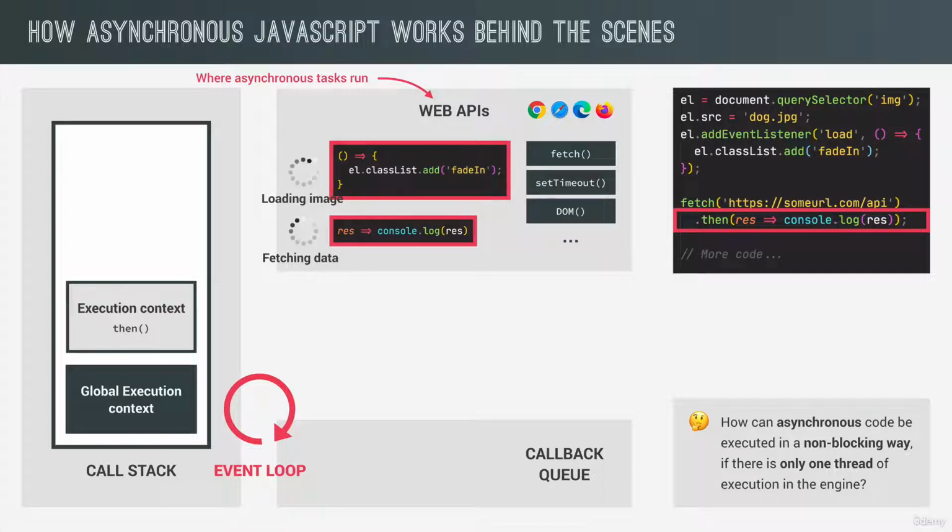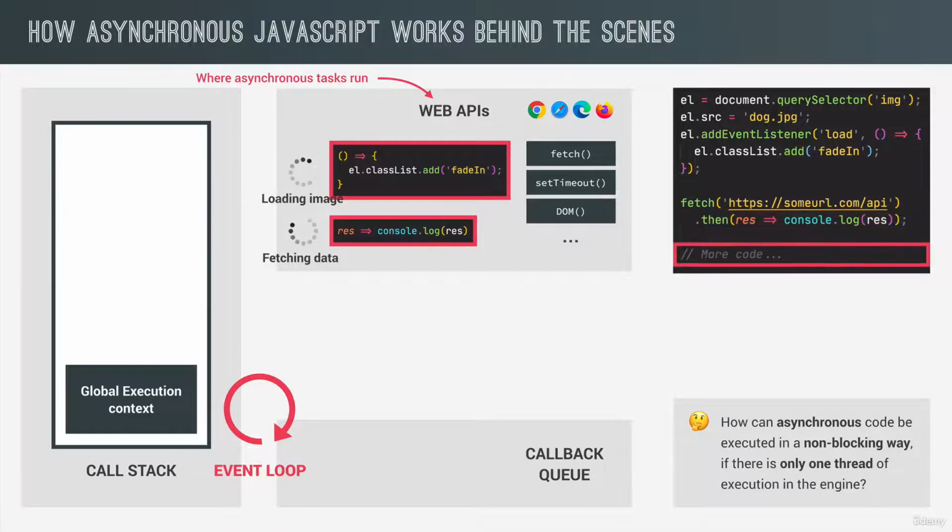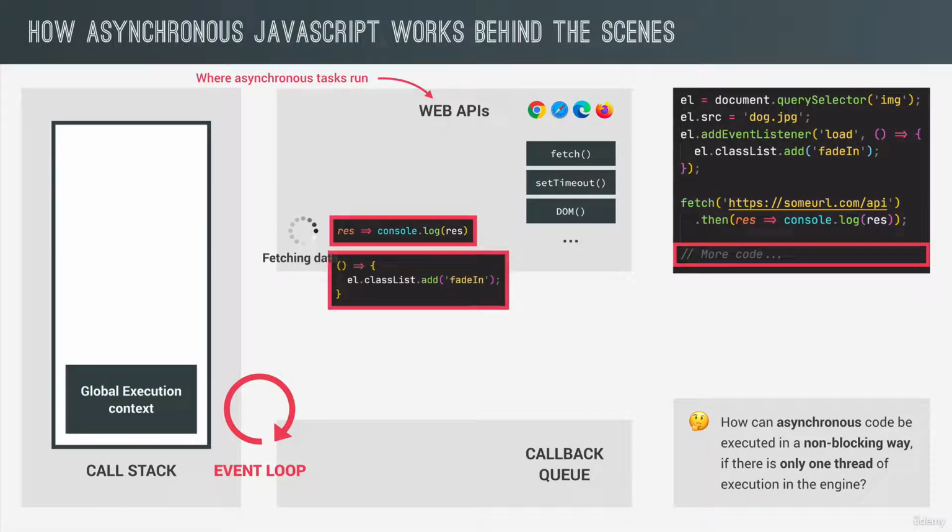So with this, we have now executed all the top-level code, so all the code that is not inside any callback function, in a synchronous way. We also have the image loading in the background and some data being fetched from an API. And so now it's time for this to get really interesting. Let's say the image has finished loading, and therefore the load event is emitted on that image. What happens next is that the callback for this event is put in the callback queue.